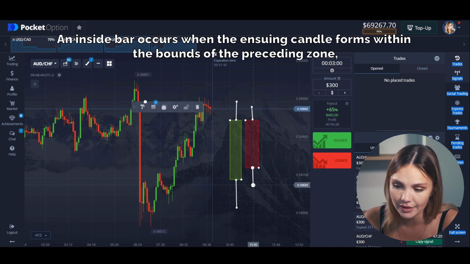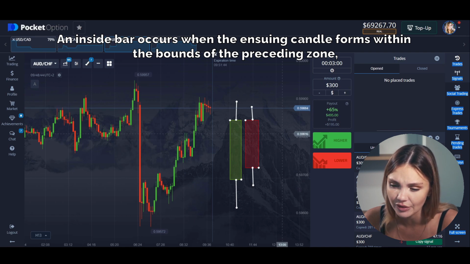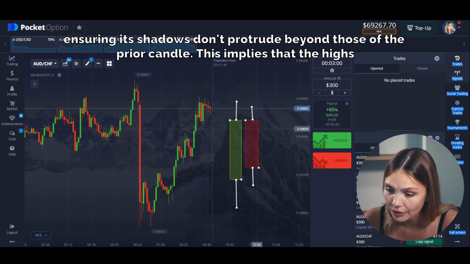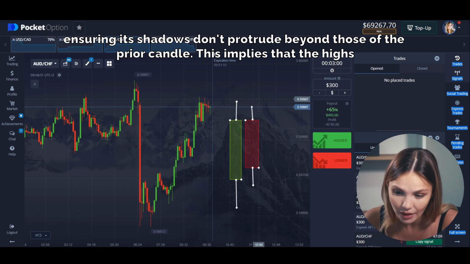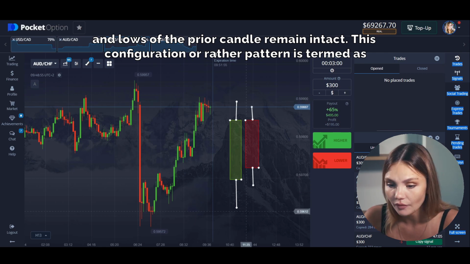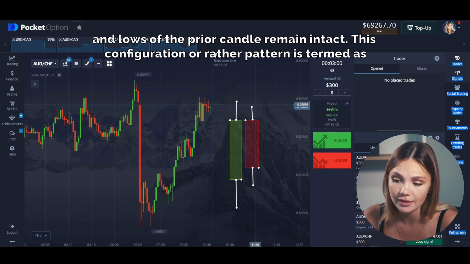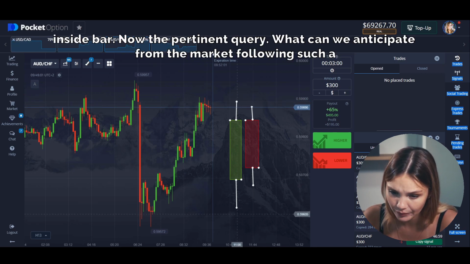An inside bar occurs when the ensuing candle forms within the bounds of the preceding zone, ensuring its shadows don't protrude beyond those of the prior candle. This implies that the highs and lows of the prior candle remain intact. This configuration, or rather pattern, is termed an inside bar.